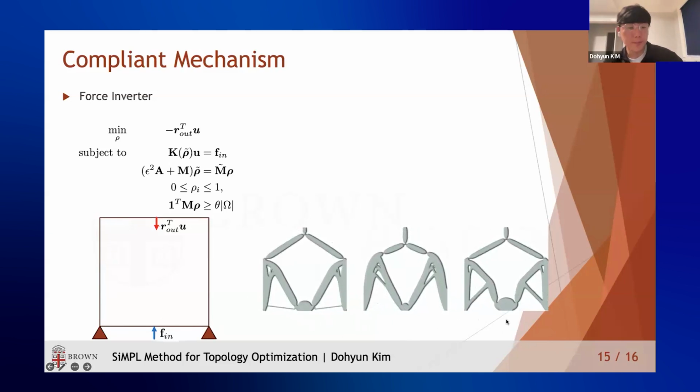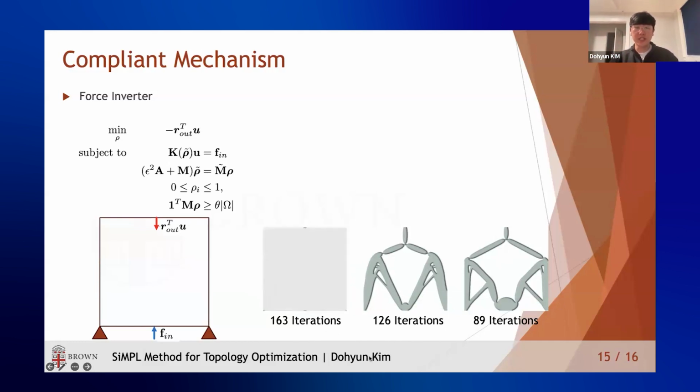Regardless of the choice of the initial condition, we obtain similar designs, but because it has a lot of local minima, we obtain slightly different designs depending on the initial condition. Those are obtained with 163, 126, and 89 iterations. So changing the initial guess affects the number of iterations a lot, but our method can converge even if there is no initial guess at all.